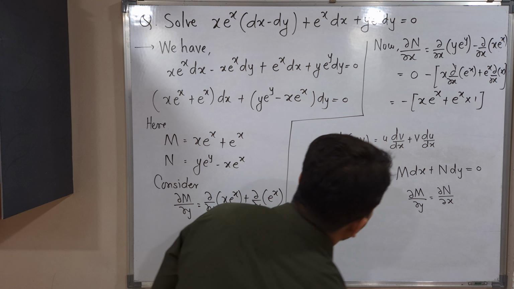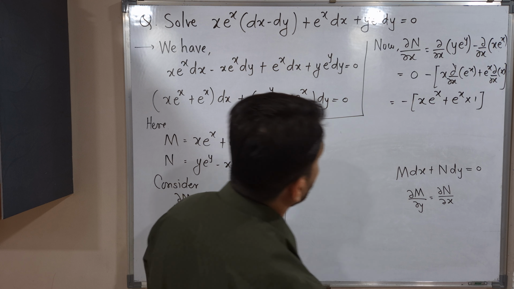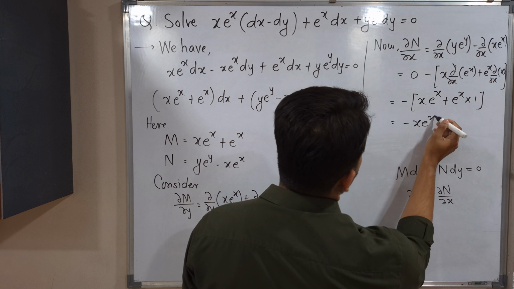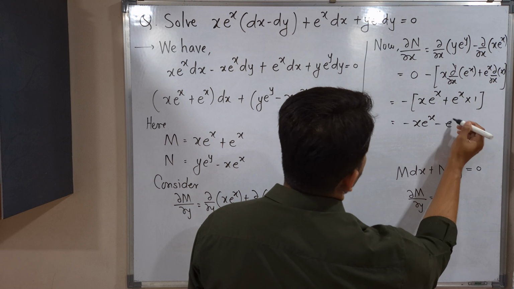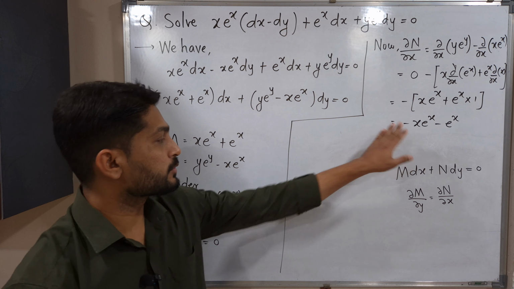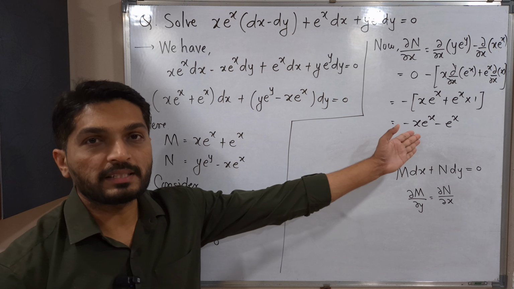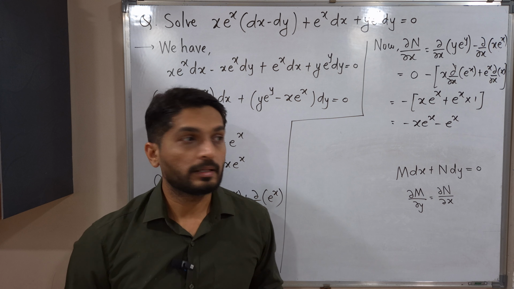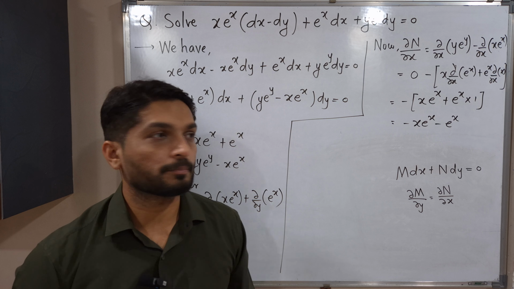So let me remove this part and let us find its value properly. So you can multiply: minus x e raised to x minus 1 into this one, minus e raised to x into 1, e raised to x. So yes, we got ∂N/∂x. ∂N/∂y is 0. ∂N/∂x is this one, minus x e raised to x minus e raised to x. So both are clearly different. It means the given differential equation is non-exact.